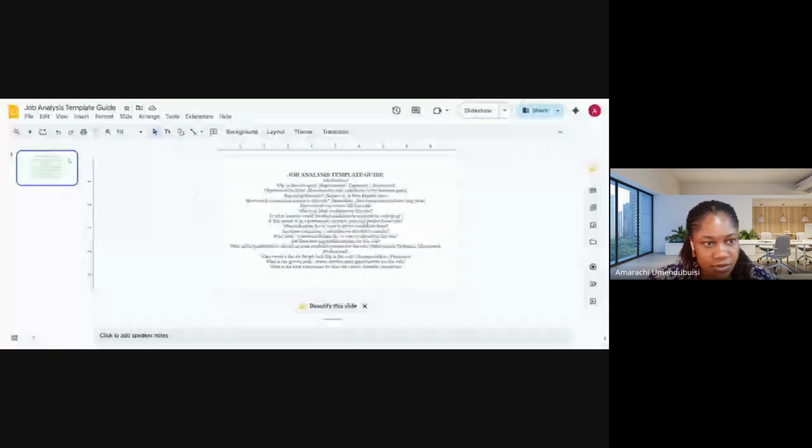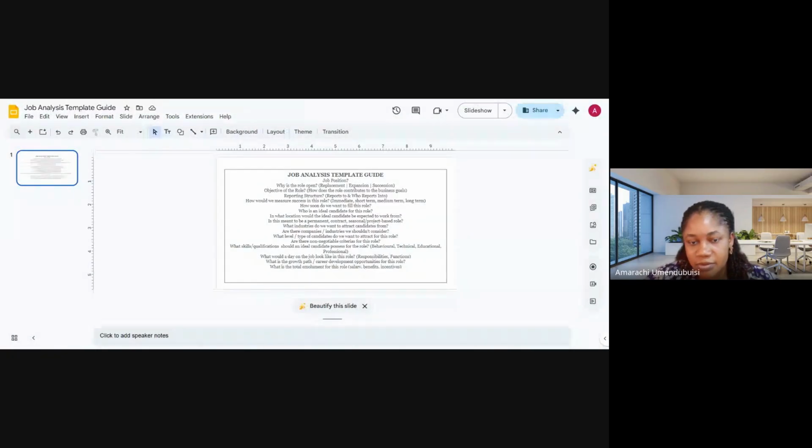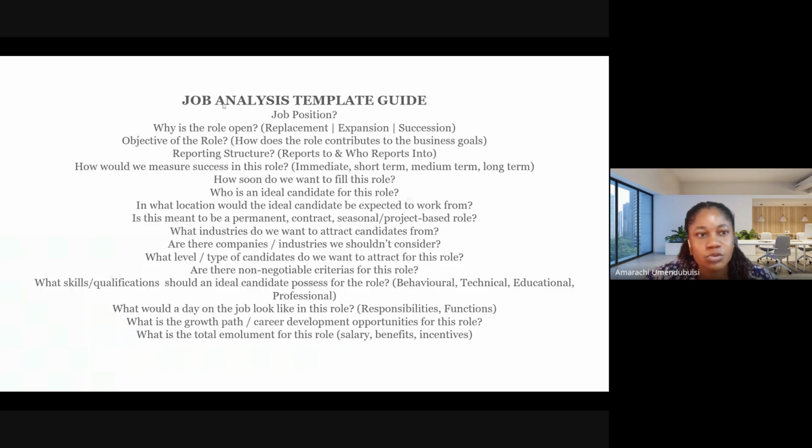Hi, Esther. Welcome. Okay, so because I've seen people struggle when it comes to analyzing a role, right? And this job analysis in question now is at the point where you've identified a role, meaning that the role is vacant, there is an urgent or critical need to fill that role as soon as it can be, right? So this is like a template to guide everyone.